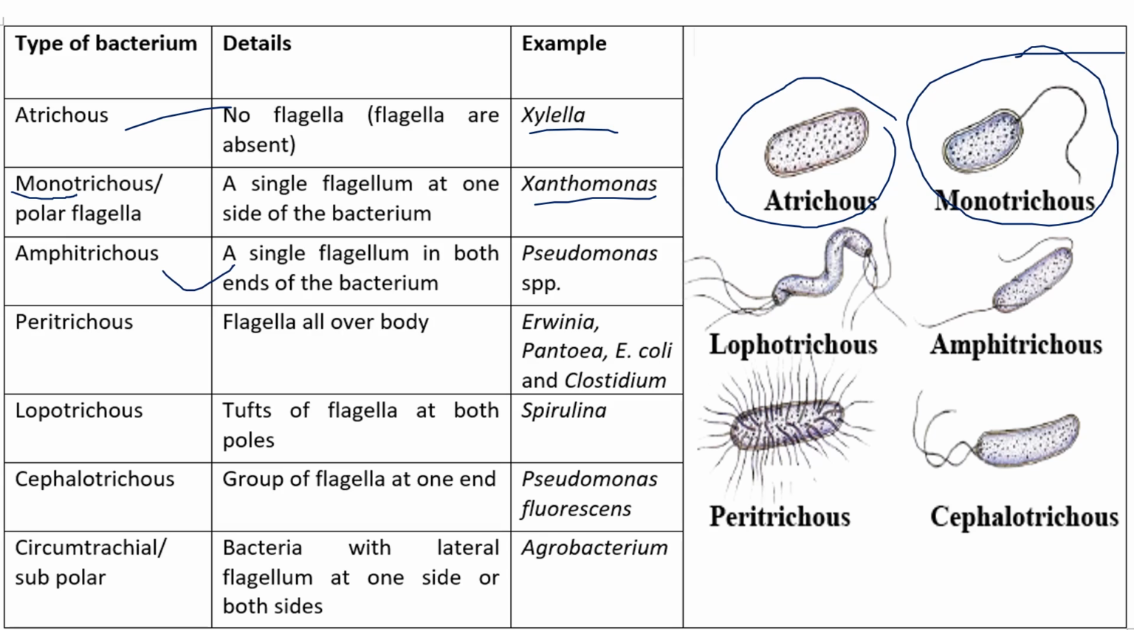Amphitrichous, a single flagellum in both ends of the bacterium. You can see here amphitrichous, a single flagellum at both sides of the bacterium. Best example is Pseudomonas species.